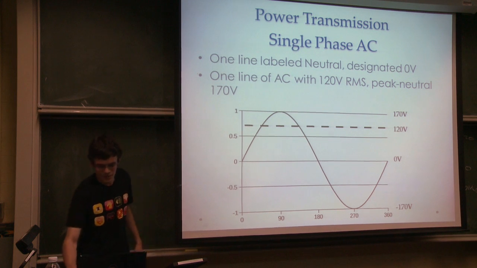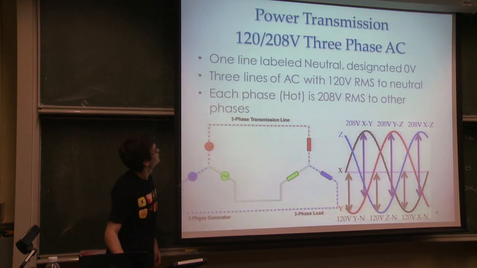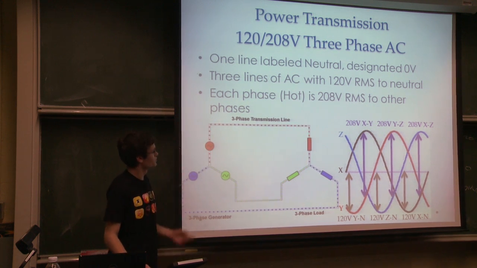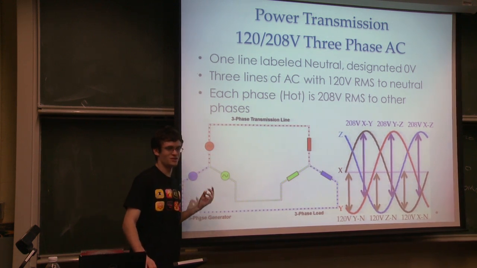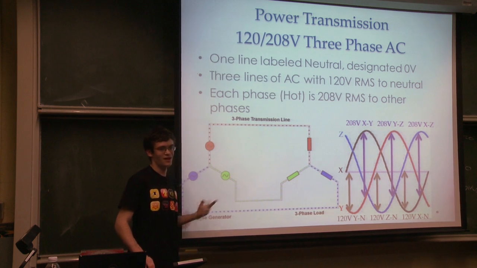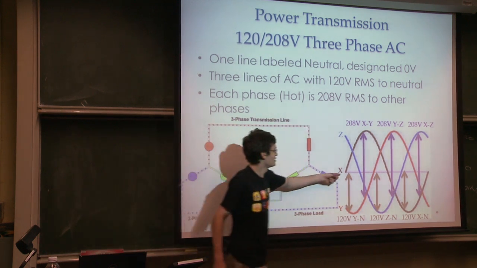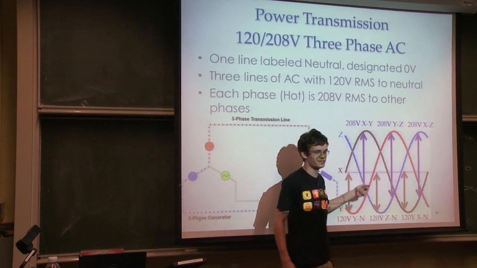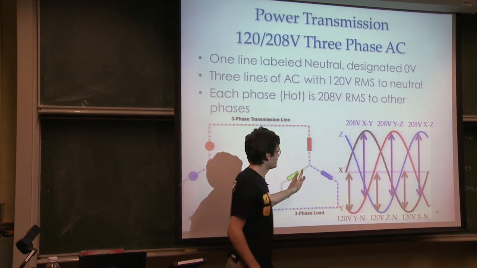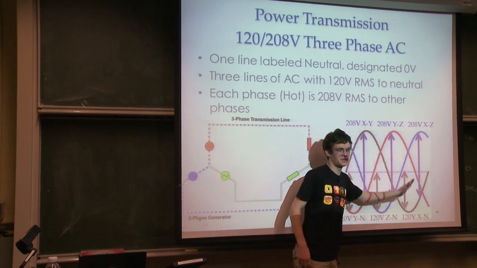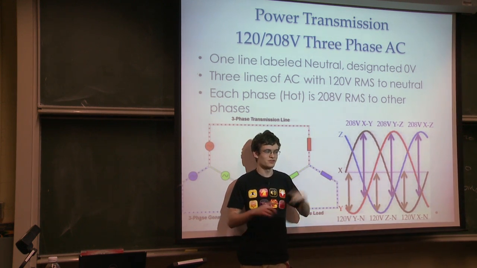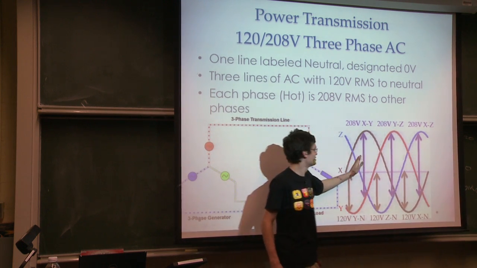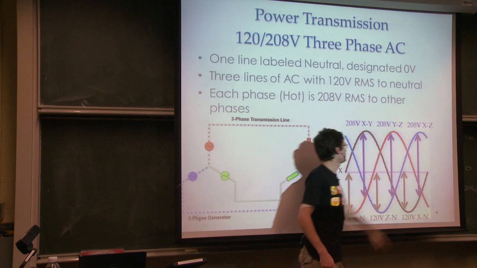Because we're adding more. Okay, 120 and 208 volt three-phase AC. So the way this works is you have 3 hots and 1 neutral. And each of the hots is oscillating 170 volts peak, 120 volts RMS relative to the neutral. However, each of them is offset in time by 120 degrees. 360 degrees makes a whole circle. So if you went 360, you'd be back to the first one. So this one's 120 off, this is 240 off.